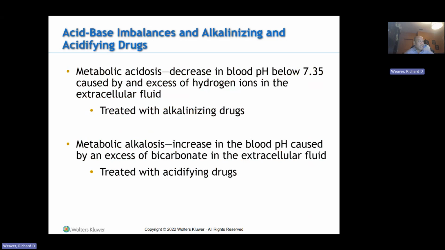Now, metabolic alkalosis, so this is an increase in the blood's pH that is caused by an excessive amount of bicarb in the extracellular space. So you've basically gone the other direction. And we treat this with acidifying drugs. So we're trying to push the patient's levels to the left, whereas when someone is in acidosis, we're trying to push those values to the right. Because remember, the idea is to get them between 7.35 and 7.45.